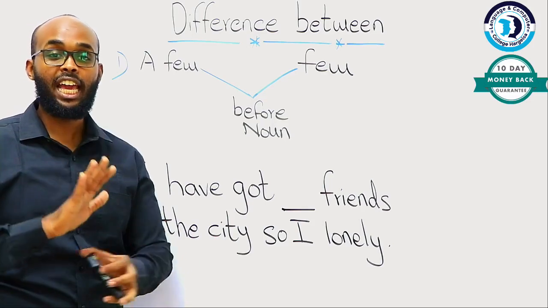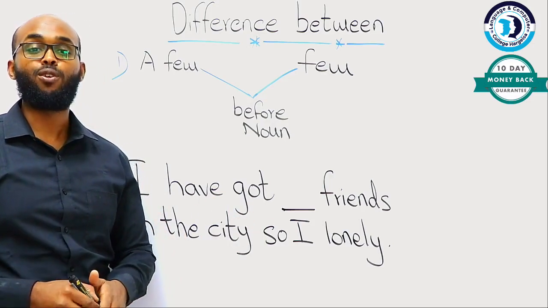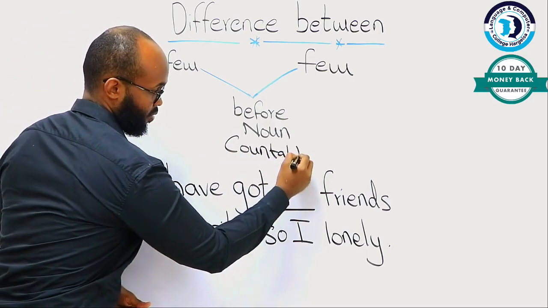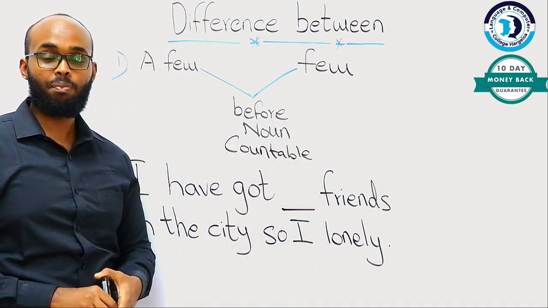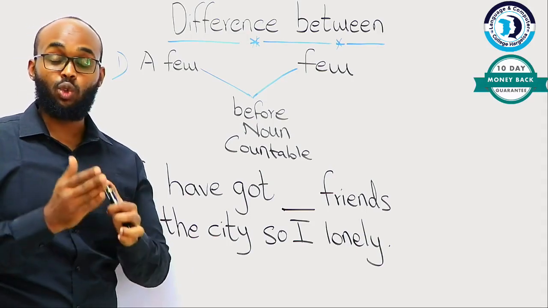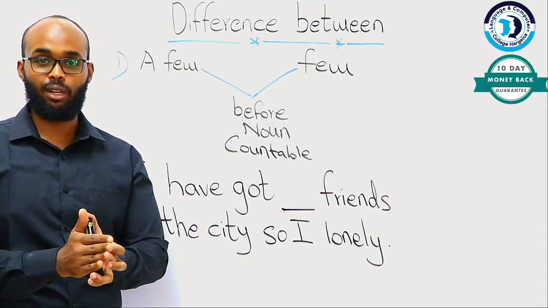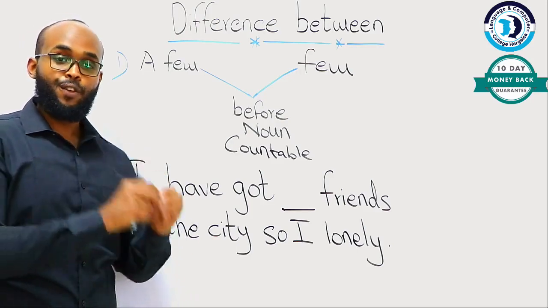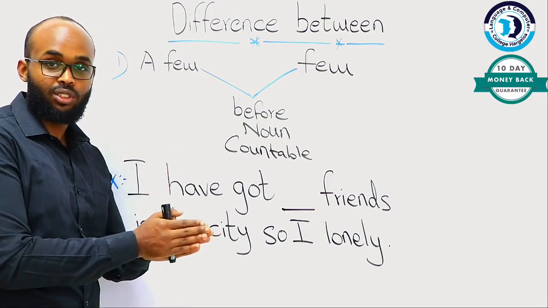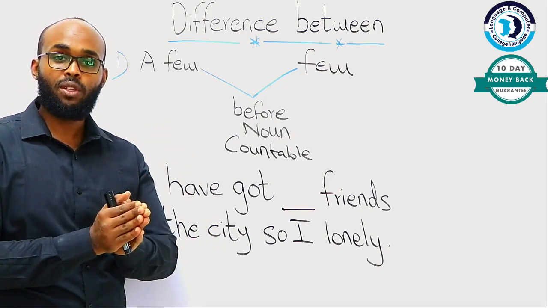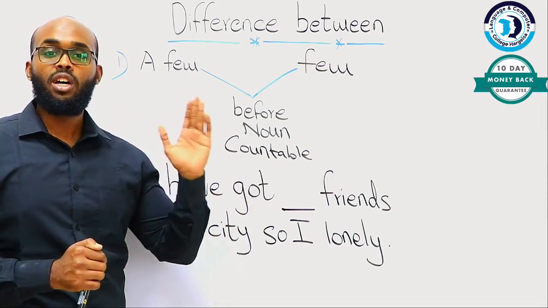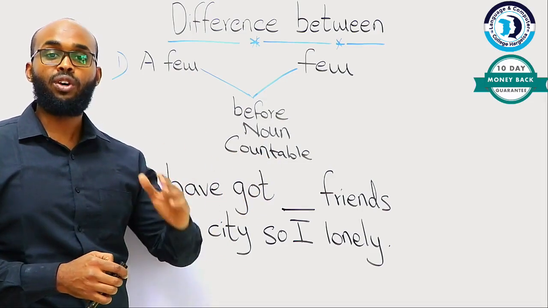Not only that, but they come before countable nouns. Countable nouns, okay? Countable nouns are nouns that you can count. So remember, a few and few come before countable nouns. It can be a name of a person, a name of a thing, a name of an animal, or a name of place.